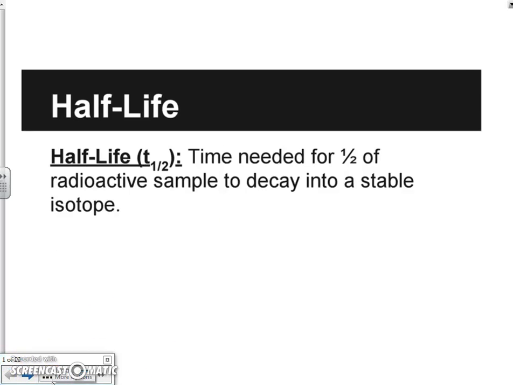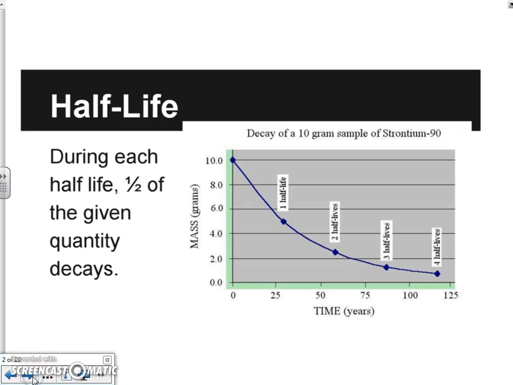This video is looking at half-life. The definition of half-life is the time needed for half of a sample, and that sample needs to be radioactive, so it needs to decay into something stable. So what you see here is during each half-life you lose half. We go from 10 to 5, from 5 to 2.5, from 2.5 to 1.25, and so on. And this continues until you end up with nothing.